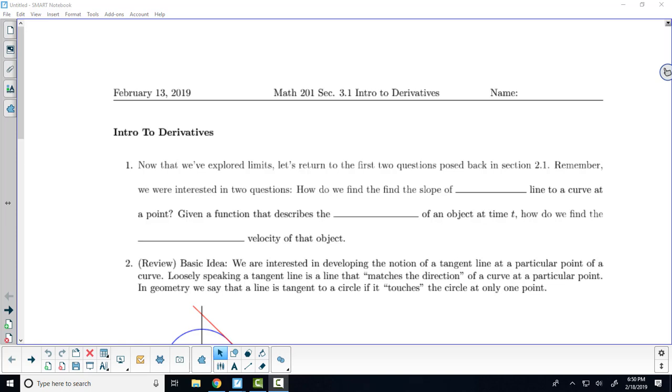Because we had to bring in this idea of a limit to be more precise in what we mean when we talk about these questions. Okay? So let's just revisit them real quick.